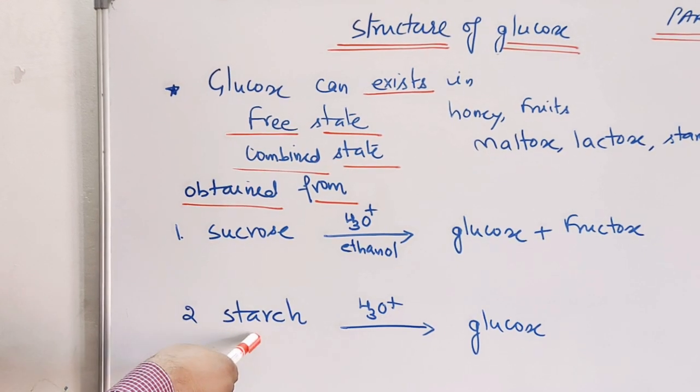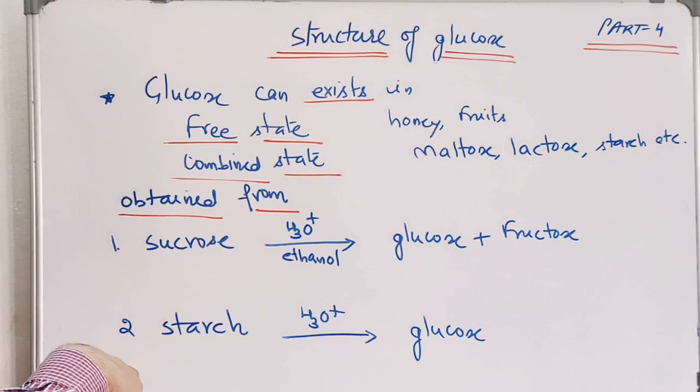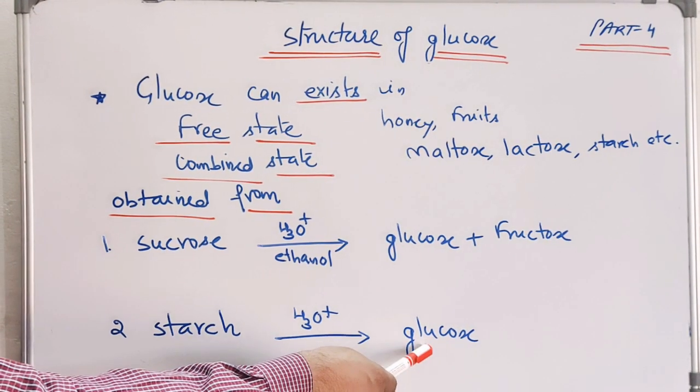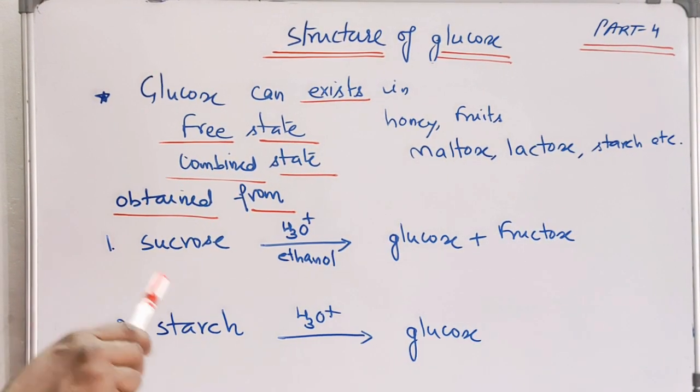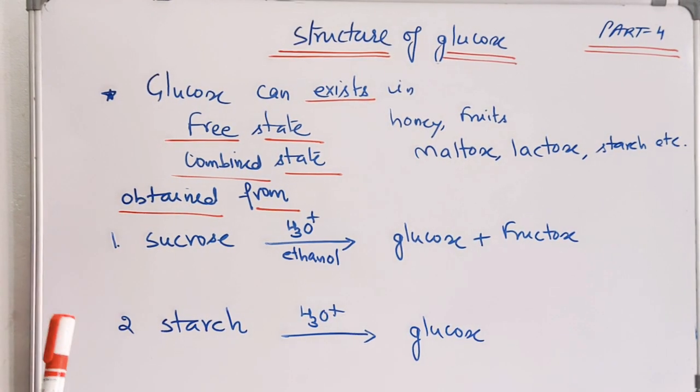The second procedure uses starch. We hydrolyze the starch in the presence of acid to get only the glucose molecule. Starch is a polymer which contains only glucose molecules, so when we hydrolyze it, we get glucose. So there are two methods by which glucose is obtained.